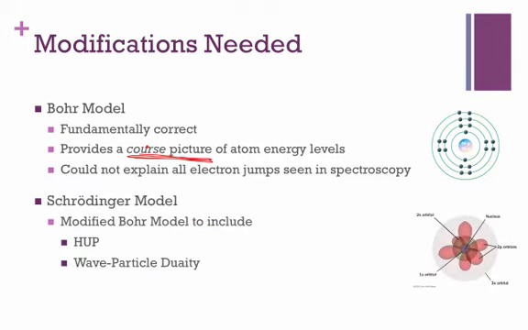The Schrodinger model then, and we can see the picture on the right, was modified from the Bohr model to include all those new ideas we've talked about in previous videos: Heisenberg's uncertainty principle and wave-particle duality. And all of that was folded together into something known as the wave equation.